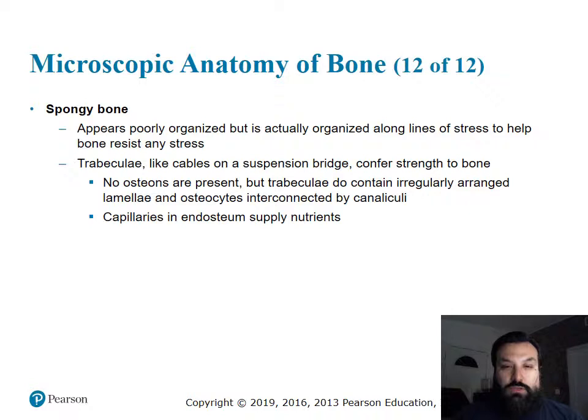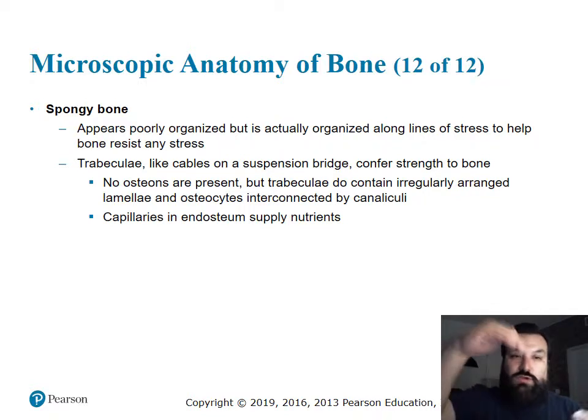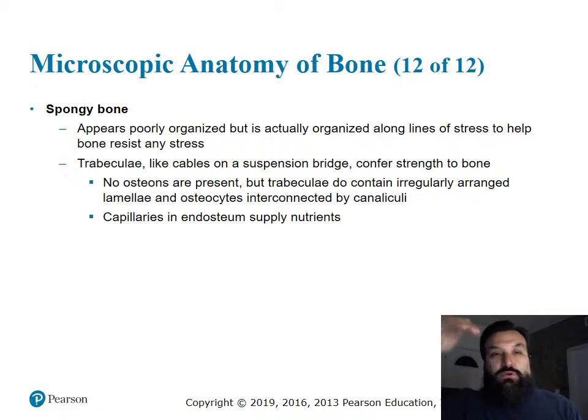Spongy bone really looks poorly organized because it looks like a random set of different shards of bone that make up spongy bone, but they're actually organized based on the lines of stress. Based on the stress of the bone at either end of the bone, where you usually find spongy bone, you have trabeculae, a little shard of bone there. So it helps resist stress there. We change them depending on the stress level. And that's where you see most of these spongy hole shapes where the trabeculae are, right?